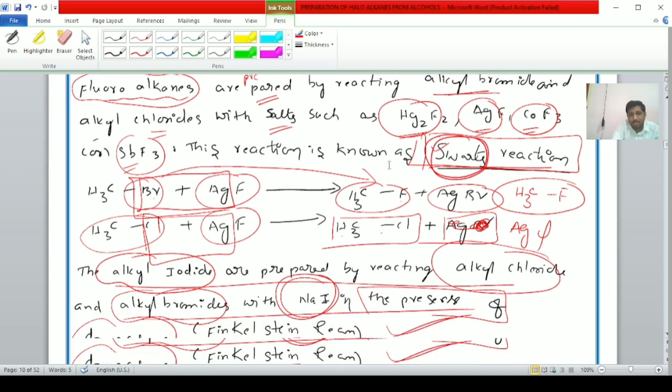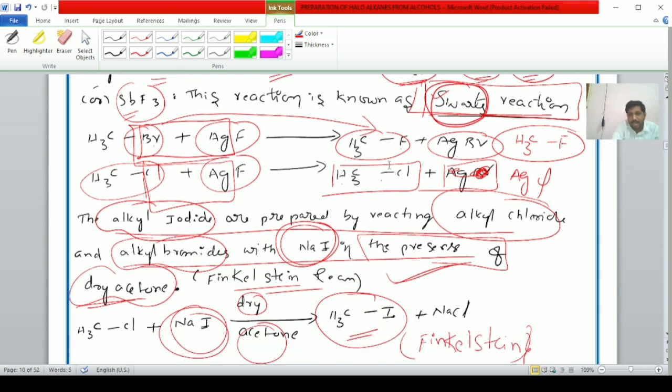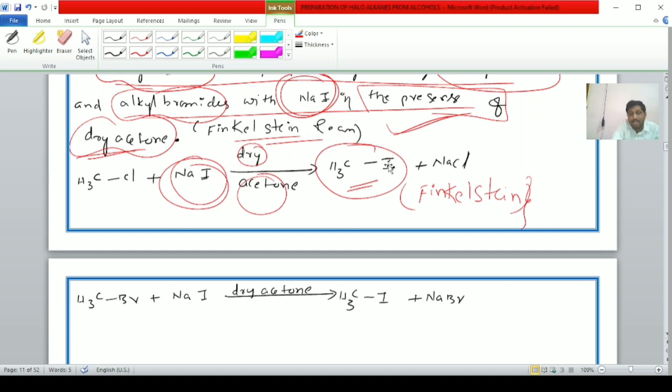Next, student, alkyl iodides are prepared by reacting alkyl chlorides and bromides with sodium iodide in the presence of dry acetone to form alkyl iodide. This reaction is known as the Finkelstein reaction. Example, when methyl chloride reacts with sodium iodide in the presence of dry acetone, it forms methyl iodide. Similarly, methyl bromide reacts with sodium iodide in dry acetone to form methyl iodide. These two examples you can remember, student.